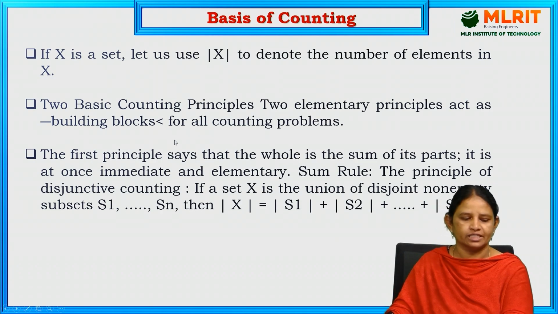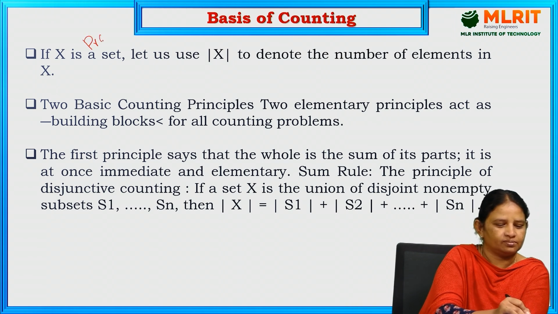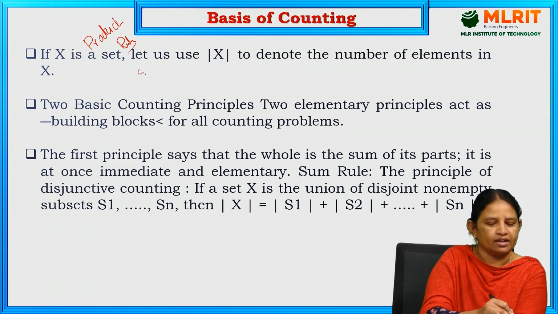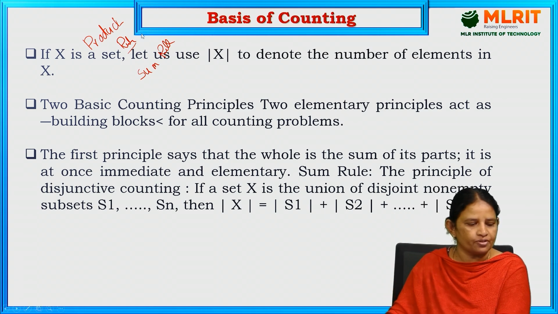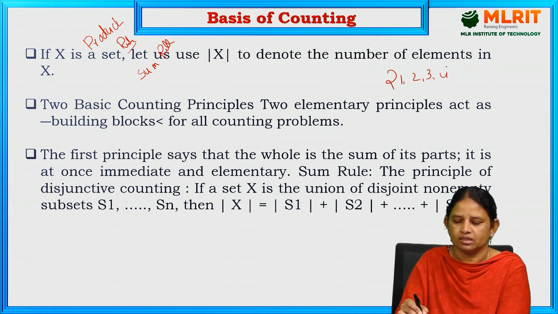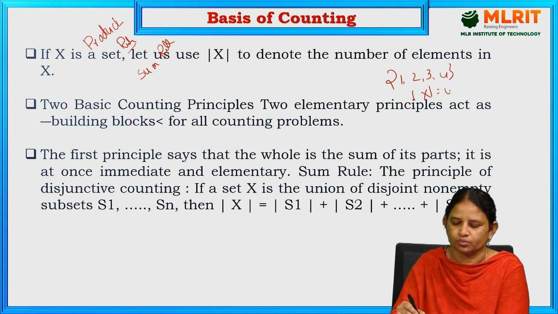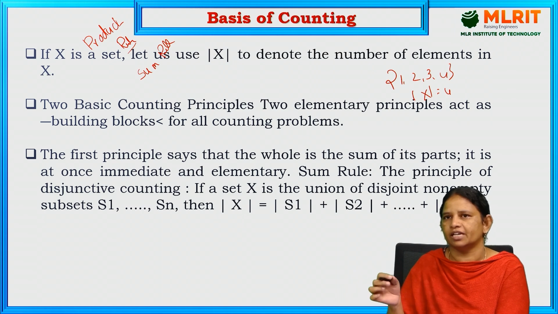So the first rule is called the product rule, and another one is called the sum rule. So there are two rules we are going to use in the case of counting problems. For example, X is a set {1, 2, 3, 4}. This is a set which contains some elements. Mod X denotes the number of elements in the set. That means 4.